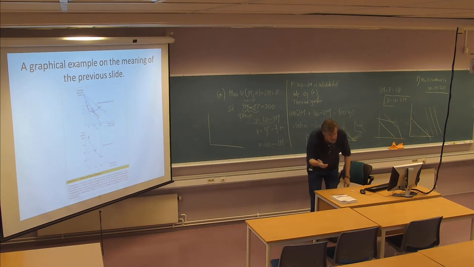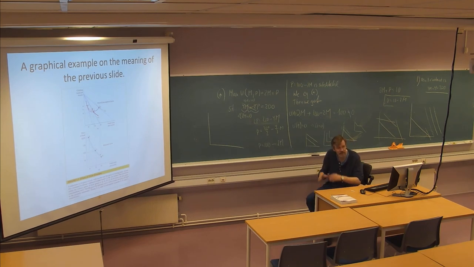But you see, we need this utility maximization. We need the budget constraint. These are the underlying tools. Then we can do this relatively simple argument to argue that there should be this kind of curve.